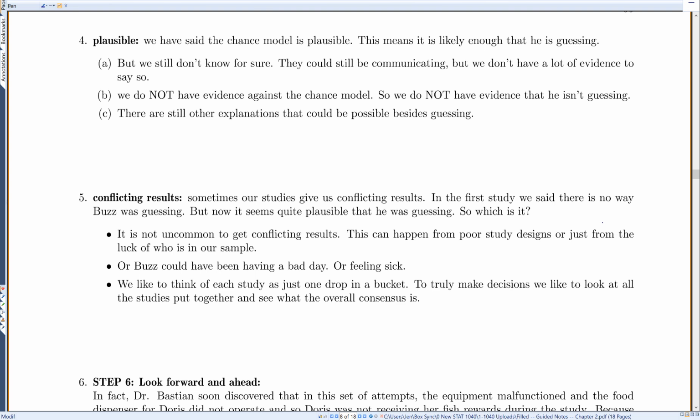So really, what we like to do is think of each study as just one drop in a bucket. To truly make decisions, we like to look at all of the studies put together and see what the overall consensus is.